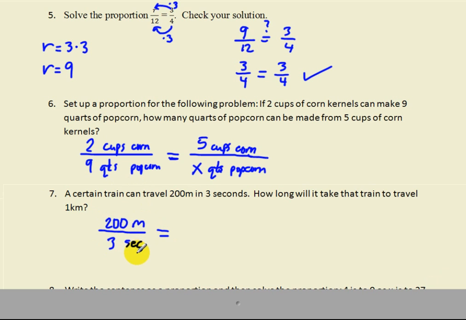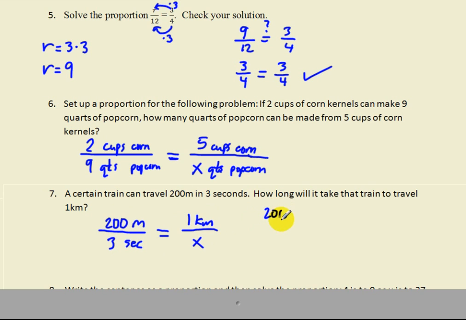We have distance over time. We want to know how long will it take. So that's where x is, or you could even use t for time, but we know it needs to go on the bottom because that's where time goes. And then our distance is 1 kilometer. Now we need to match up units. And recall that 1 kilometer is equal to 1,000 meters.